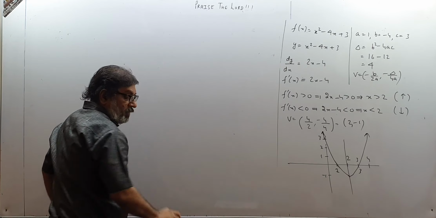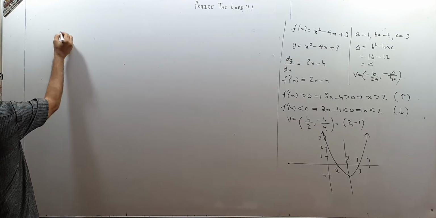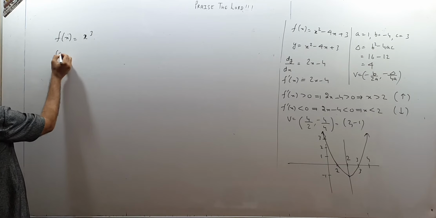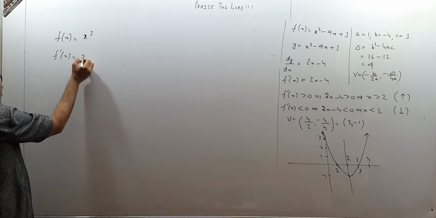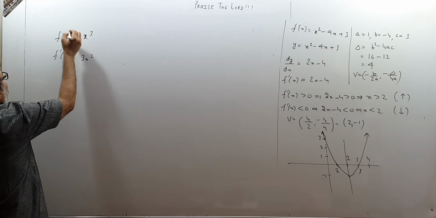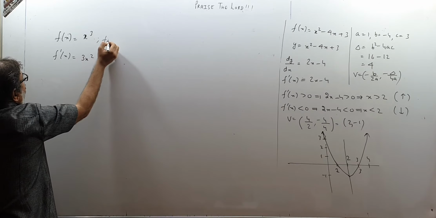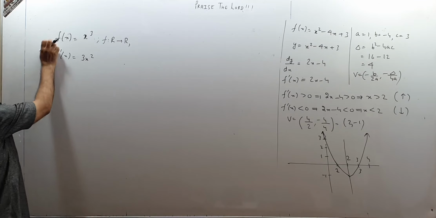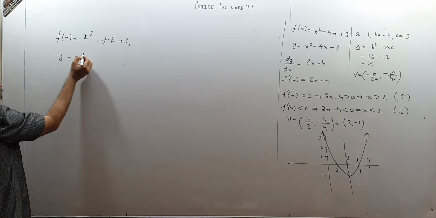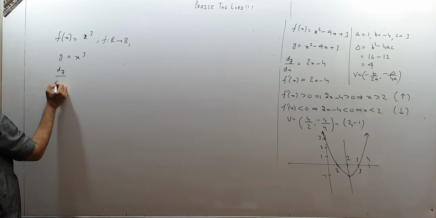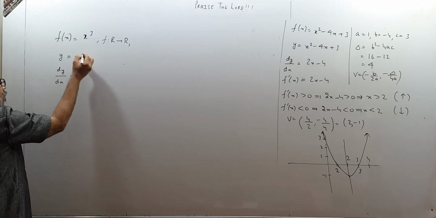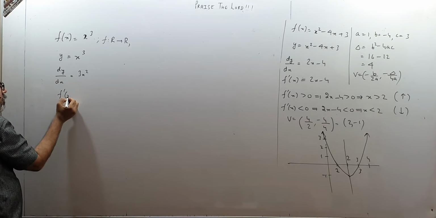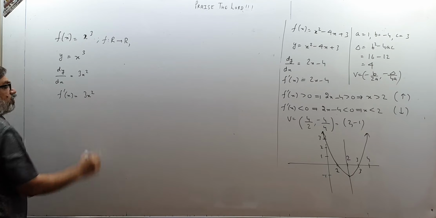If I take up one more example, supposing f x is x cube. So what will be f dash x? That will be 3x square. I am having a function, f is a function from R to R, and f x is x cube. So therefore, y is equal to x cube. So dy by dx will be 3x square, and this will be f dash x is equal to 3x square.